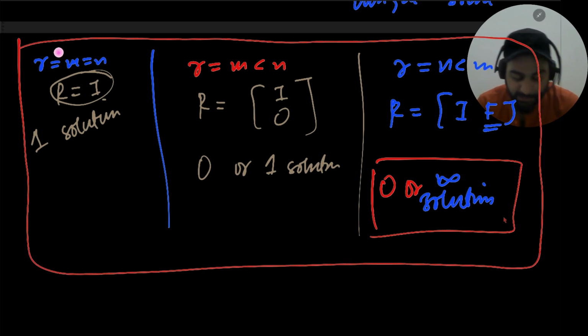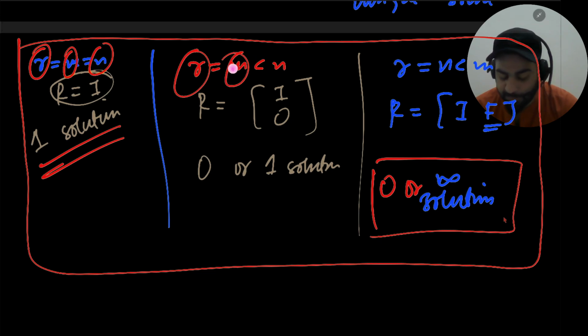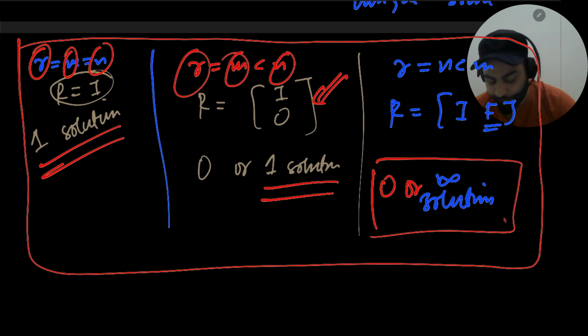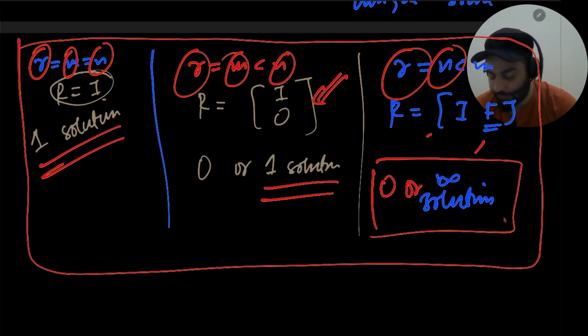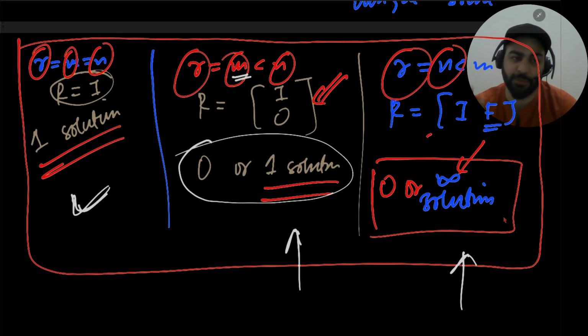The first thing is that if rank r = m = n, there will be a unique solution. If rank is equal to m, which is less than n, then if the solution exists, there will be only a unique solution. And if rank is equal to the number of columns n, then if a solution exists, we will have infinite solutions. This first case can be achieved from these two. Because here we are saying if it's m, then it has 0 or 1 solution, that is, a unique solution.